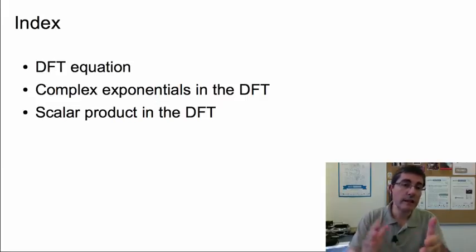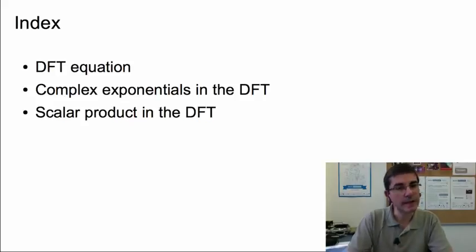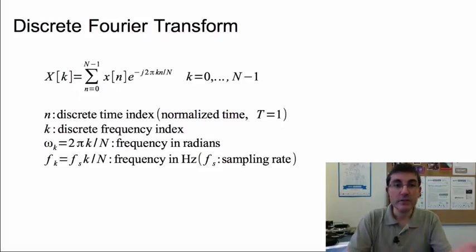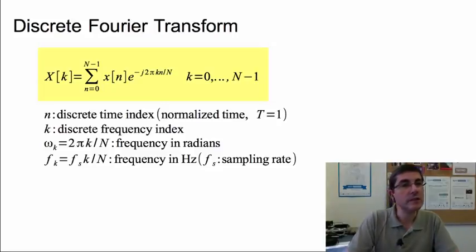We will start with the discrete Fourier transform equation and then explain the 2 basic components of the equation, what are the complex exponentials and the scalar product. So this is it. This is the most important equation to be shown in the whole course, so pay attention.